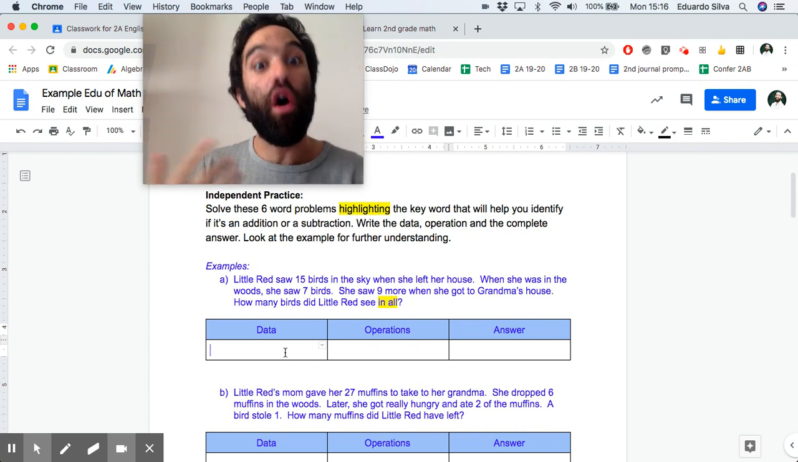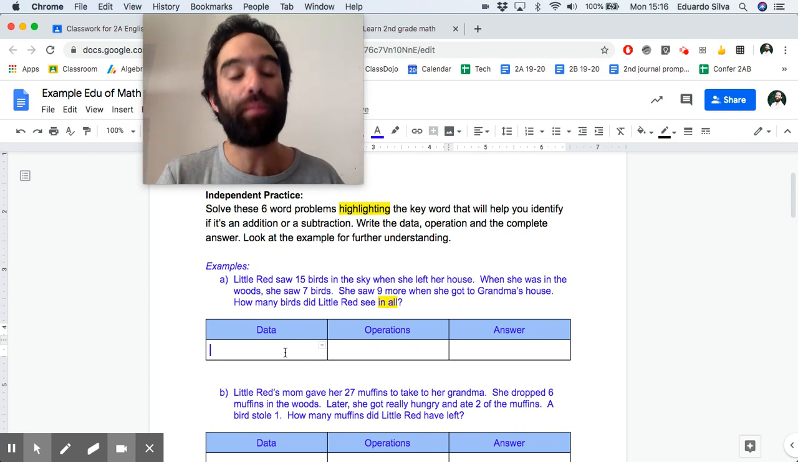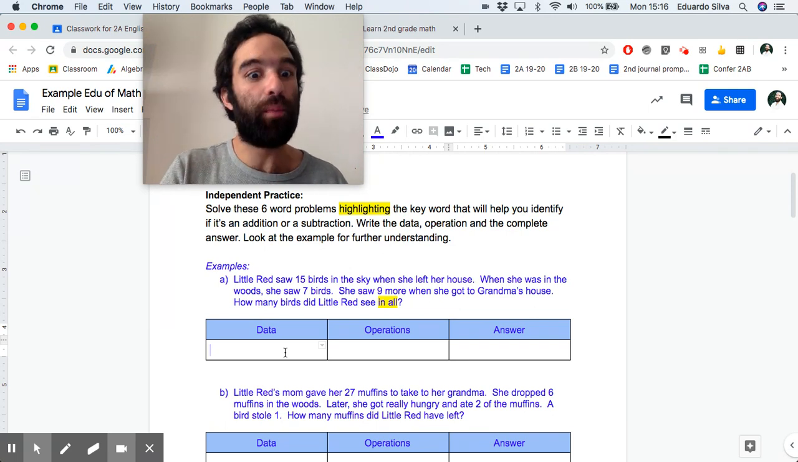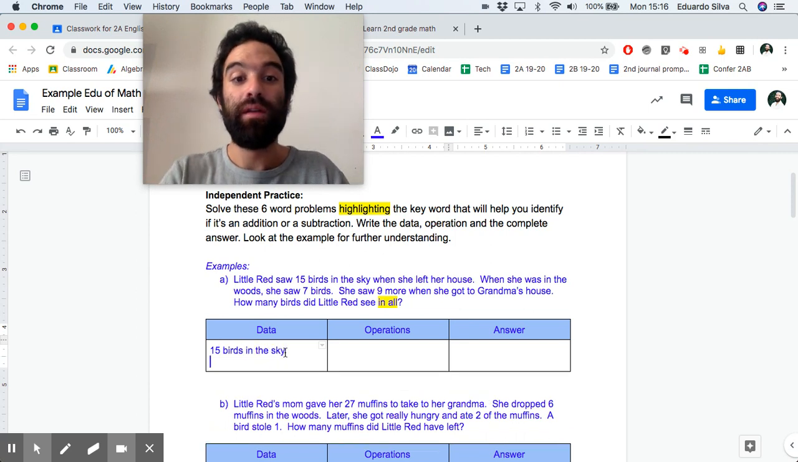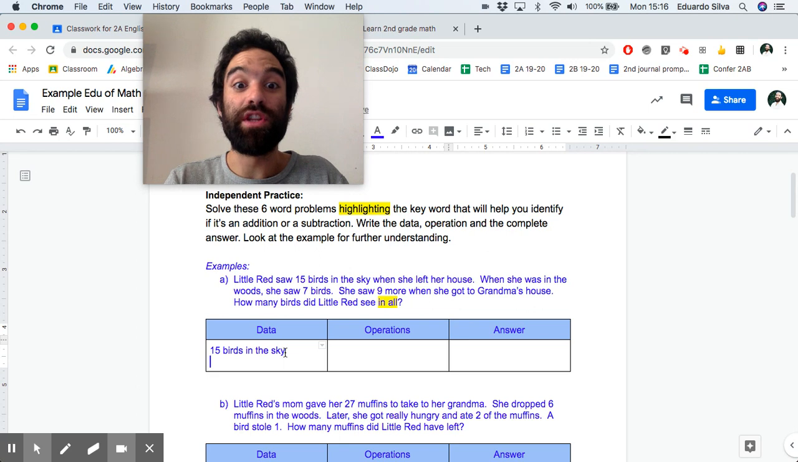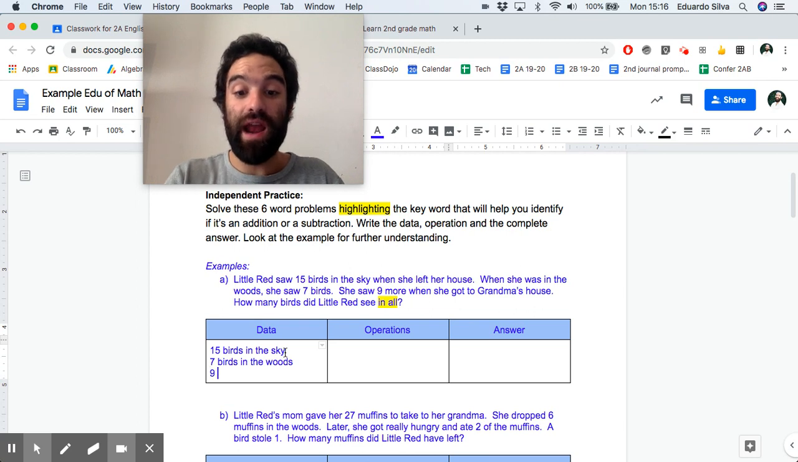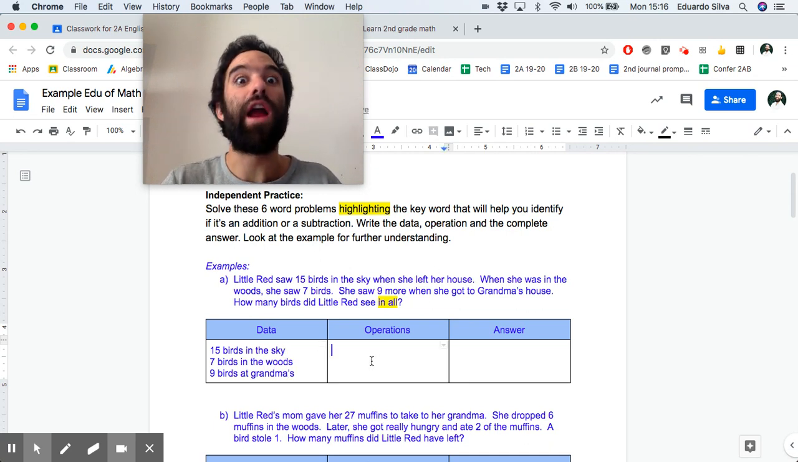Here you're going to put all the information that they give you in the problem that you might use to solve it. So for example, if we read our problem, the first thing it says is that she saw 15 birds in the sky. What else she saw? When she was in the woods, she saw 7 birds. So 7 birds in the woods. And finally, 9 birds at Grandma's. Now, I know that that's my information.